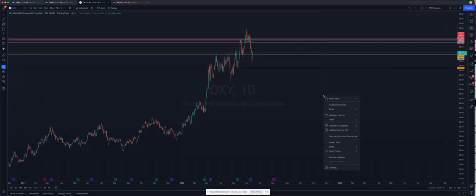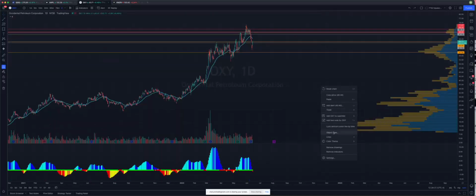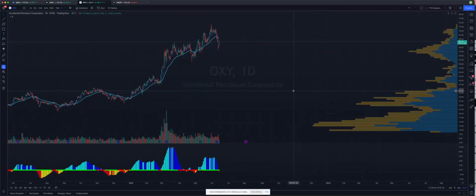There are so many. Oh, no. Hold on a second. I removed the wrong thing. Let's look at remove drawings.